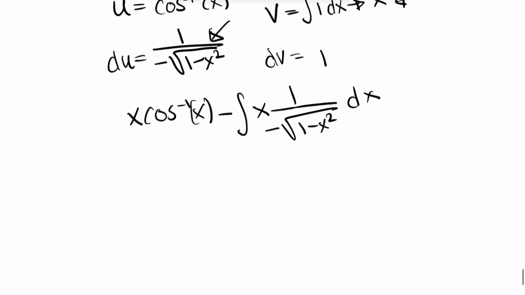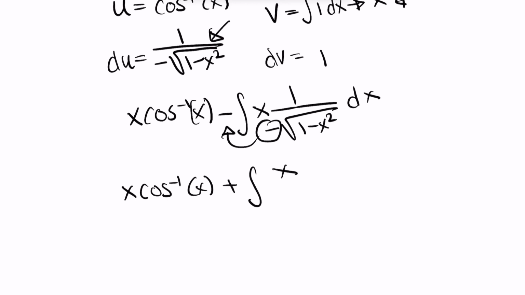Let's put the negative in front. You're going to move this to the front. We can do that since it's a constant. So we have x arccos x plus the integration of x over the square root of 1 minus x squared dx.